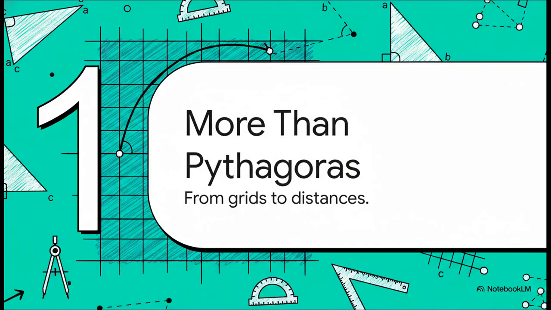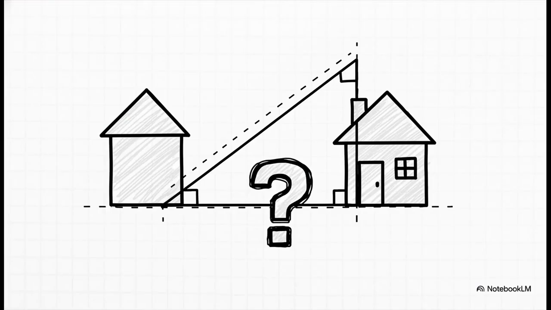Let's dive in. All right, we're going to start with a question that is so simple, I bet you solved a version of it way back in middle school geometry class. So, take a look. What's the distance between these two houses? On our map here, it's 3 units across and 4 units up.